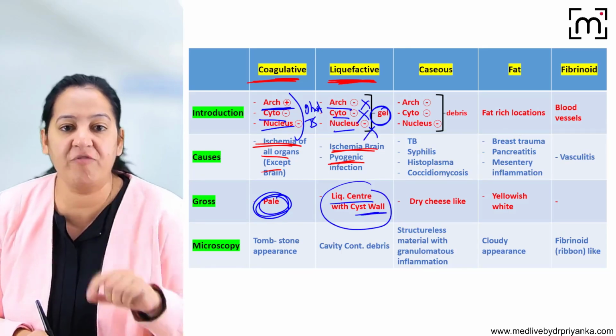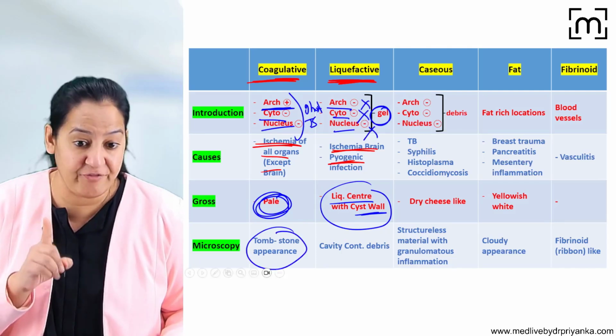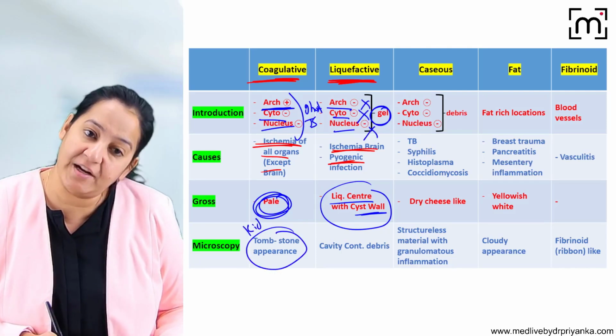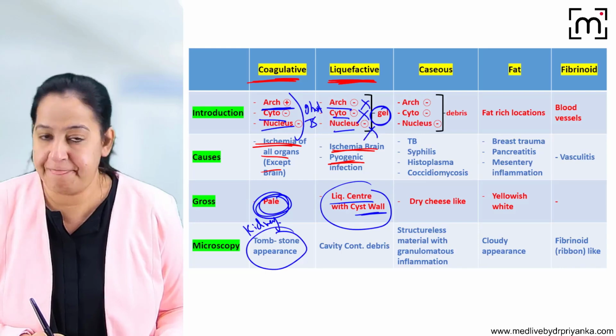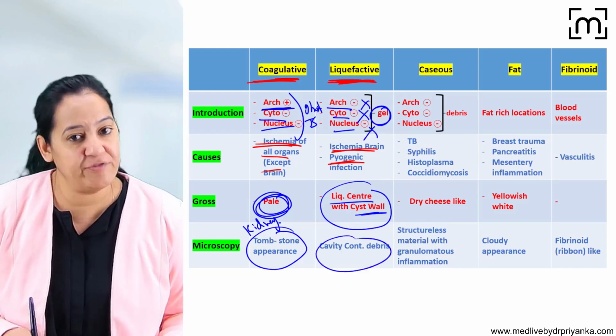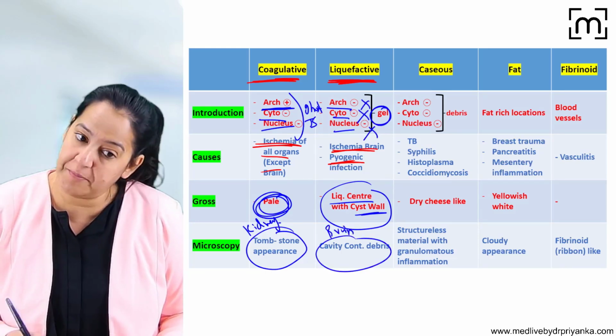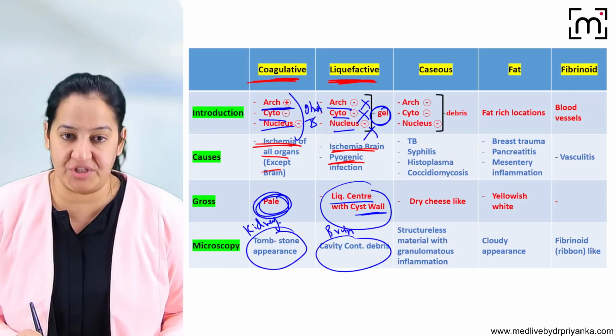Now tell me the microscopy of both of them. Here, I have shown you the diagram of the kidney: one side normal kidney, other side necrotic kidney, and at the junction there is inflammation. Here I have shown you the diagram of the brain: one side normal brain, one side necrotic brain, and at the junction there is inflammation.